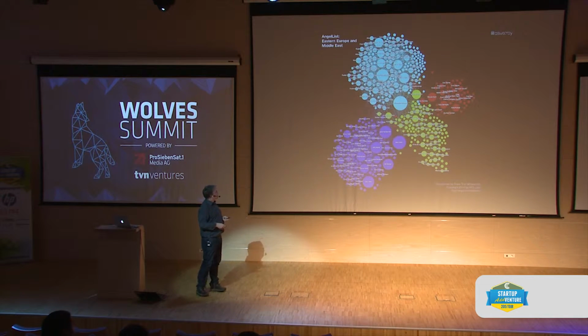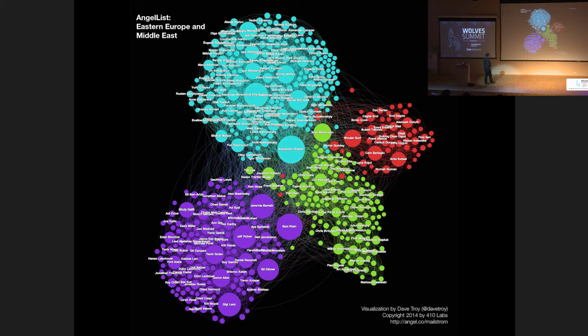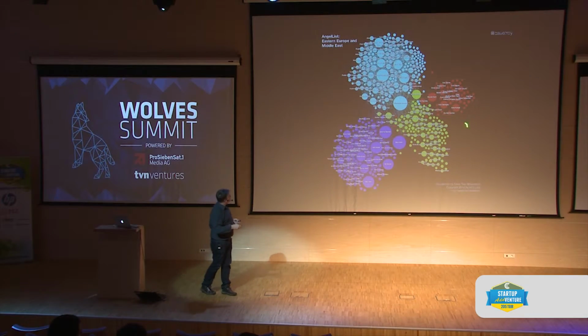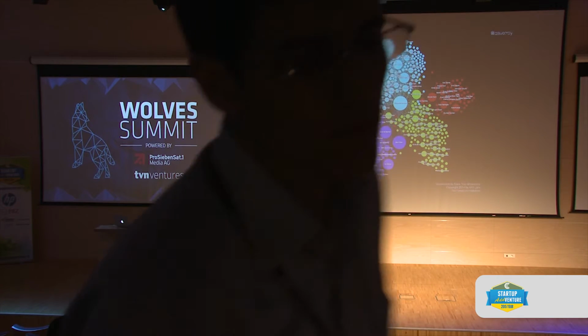This is a map of all of the investors on AngelList in Eastern Europe and the Middle East. And you can see that people group together by kind of regions. So this group here is from Israel, and I think one of these is Turkey. I'm not sure. I think I had labels on this, but maybe they went away. But anyway, and these are like Russian ones here.